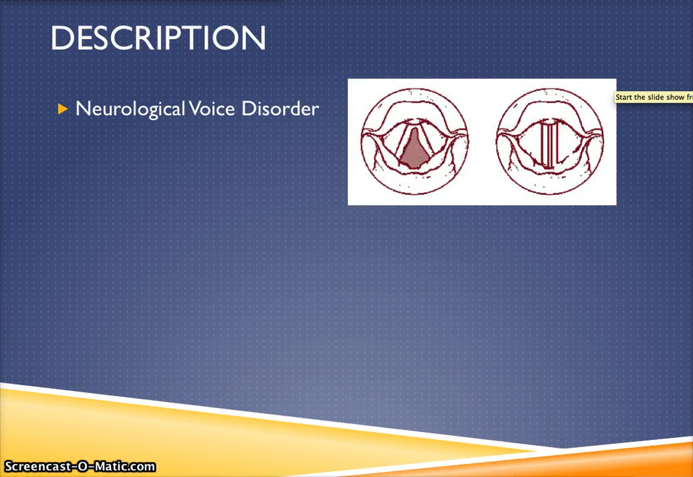Spasmodic dysphonia is a neurological voice disorder in which the movement of the vocal cords is restricted in either an adducted or an abducted manner, causing the voice to sound strained, strangled, tight, hoarse, jerky, or breathy.